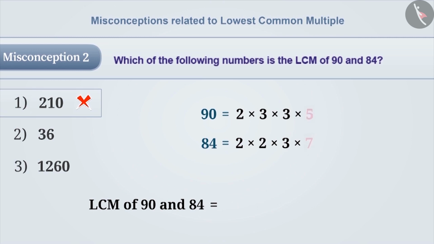Similarly, sometimes ignoring the factors which occur only once, we choose the factors which occur more than once for finding the product. Hence, option 2 is incorrect. The correct way of choosing the factors is like this.